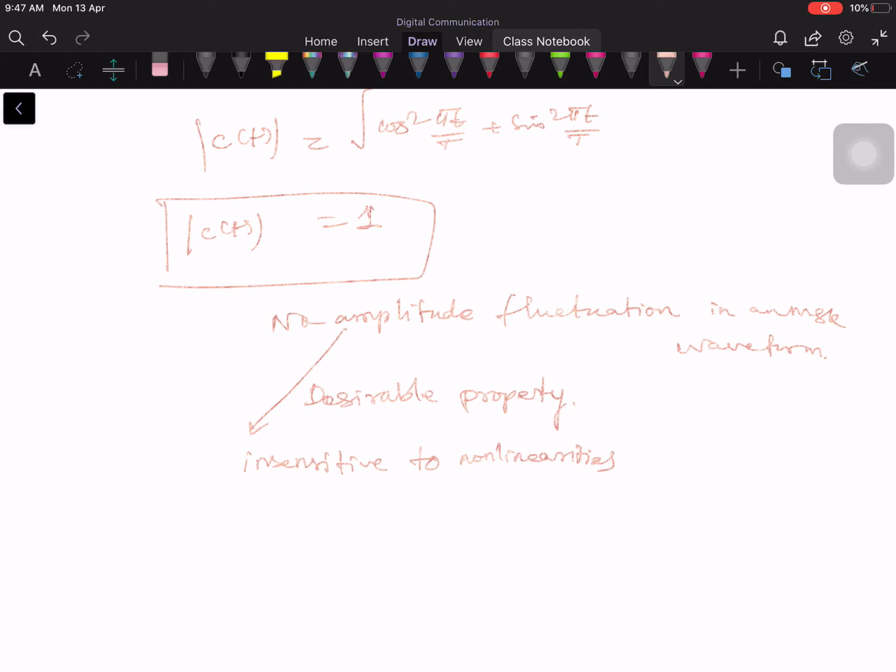Especially, let's say if you take satellite channels, where non-linearities are a fairly important class of problems to worry about. In such types of applications, this MSK is a saver. It will overcome all the difficulties, and it performs very well. So that is why MSK is very popular in digital communication systems.